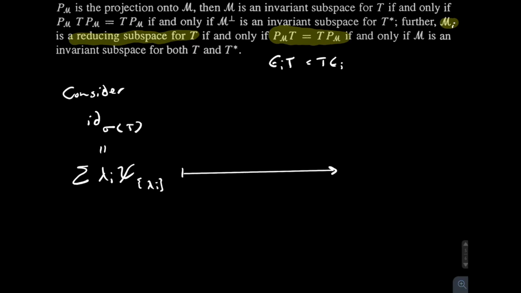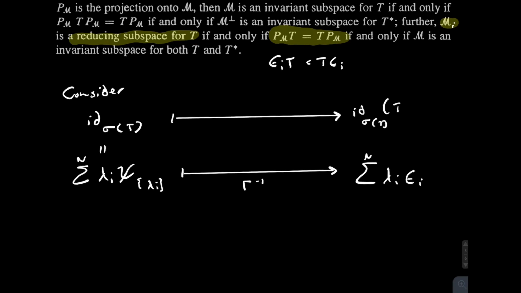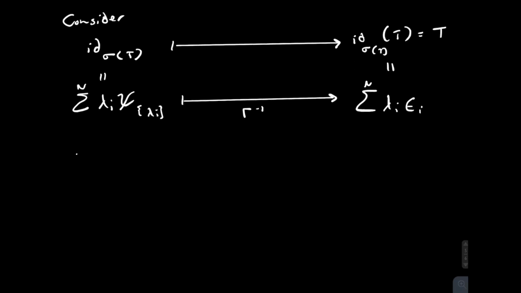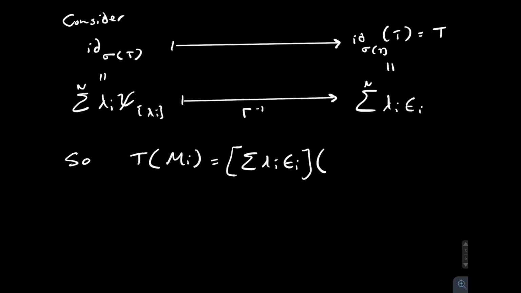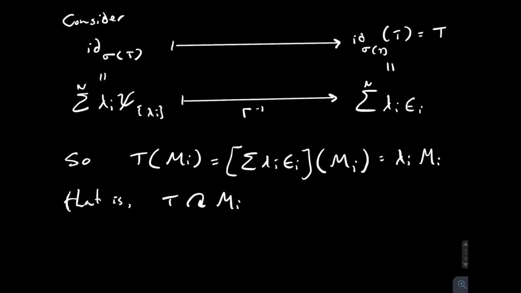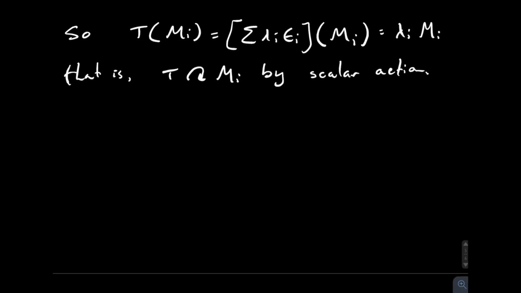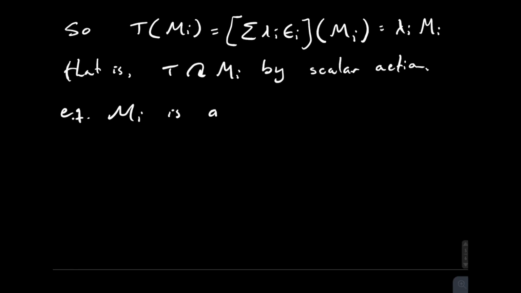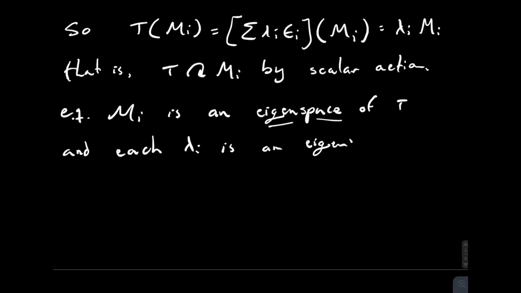in the following manner. And passing that to C_T, because of linearity, we find that that lands in that sum of the projections, whereas if we pass it directly, that just lands in T. Therefore, T is that linear combination of the projections E_i. So, inspecting what T does to the subspace M_i, we see that that is exactly scalar multiplication by lambda i. So equivalently, M_i is an eigenspace for T, and each lambda i is an eigenvalue of T.